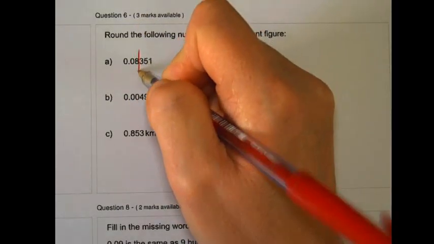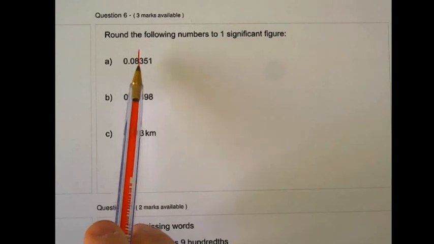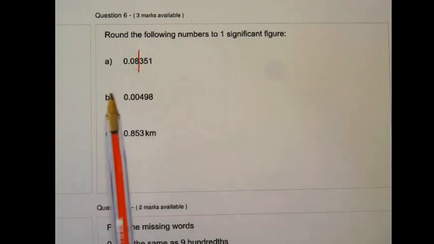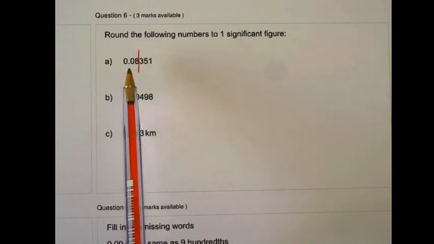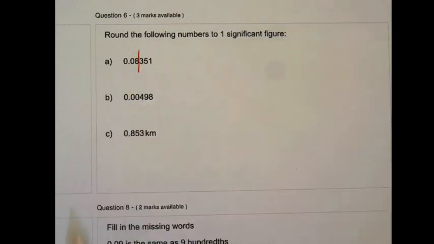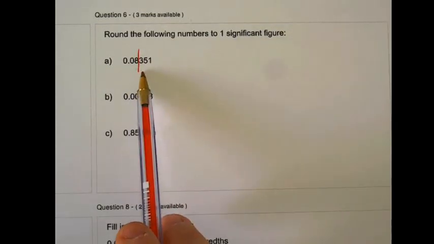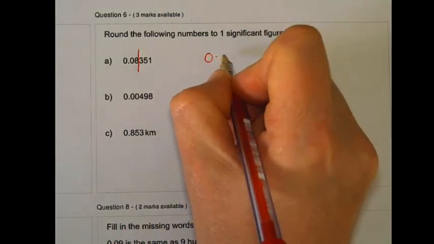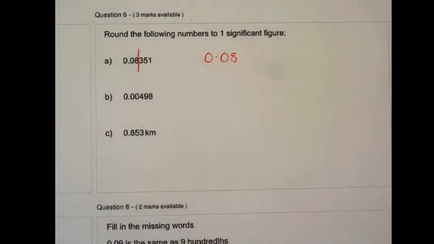So same as before, I'm going to draw my line after the first significant figure, because the 8 is my first significant figure. These zeros at the beginning of the number don't count as significant figures. So as before, is that 8 going to stay as an 8 or is it going to round up to a 9? Now thinking about your place value, this is your tenths column and the 8 is in the hundredths column. So we know, looking at the number on the right hand side of the line, that that 8 is going to stay as an 8. So rounding this number to 1 significant figure would be 0.08.